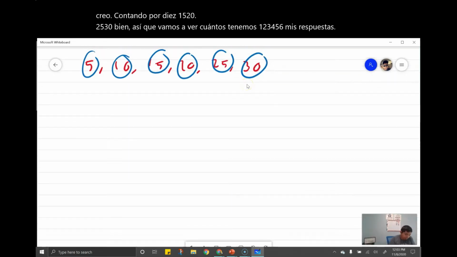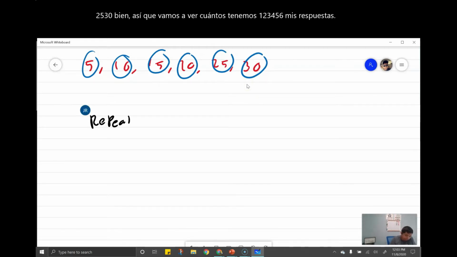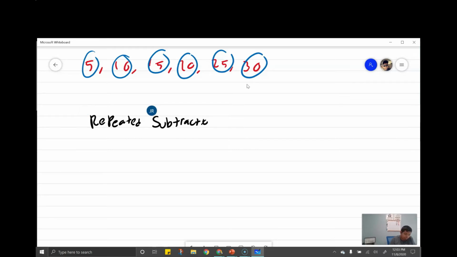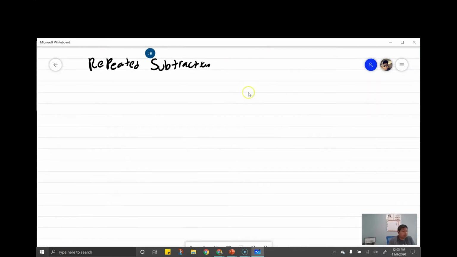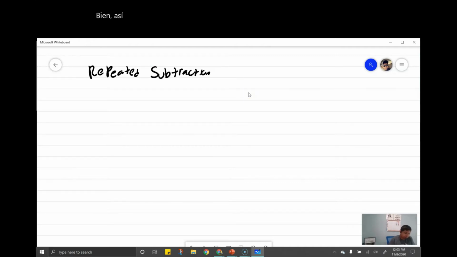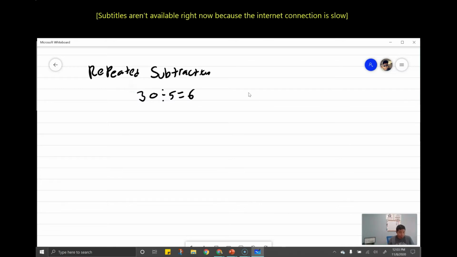Let's go ahead and look at another way. Repeating subtraction. Okay, so this is another good way on how to do this. All right, so our same one. 30 divided by 5, we know that equals 6, but let's see how we actually do it.